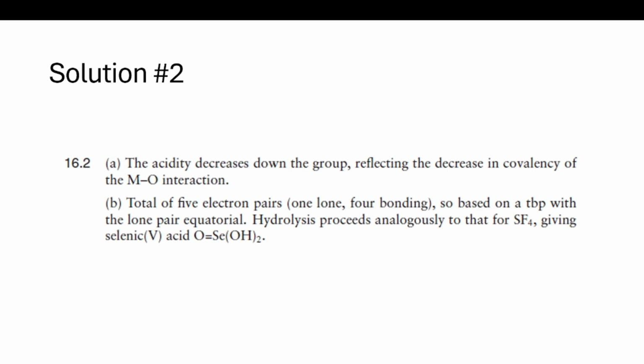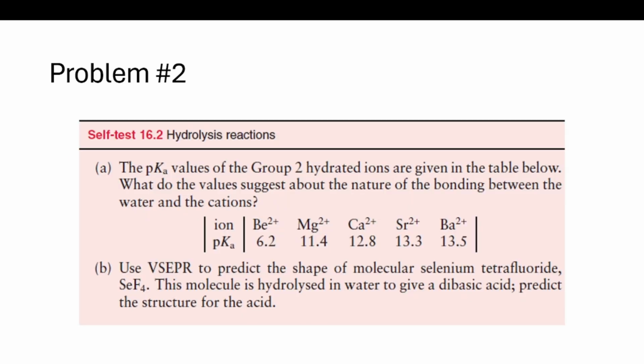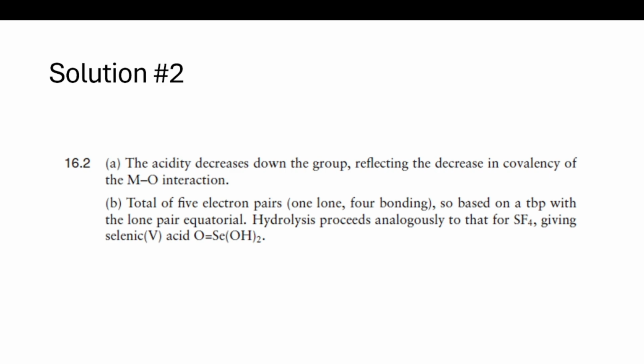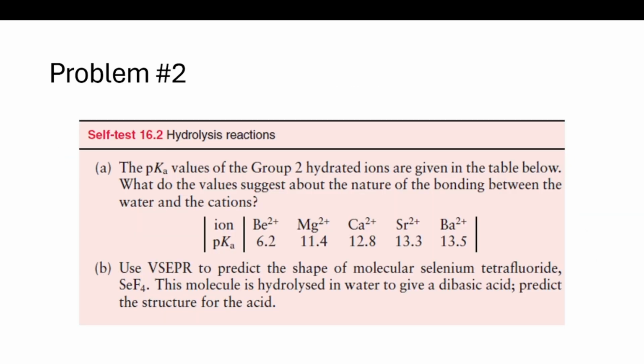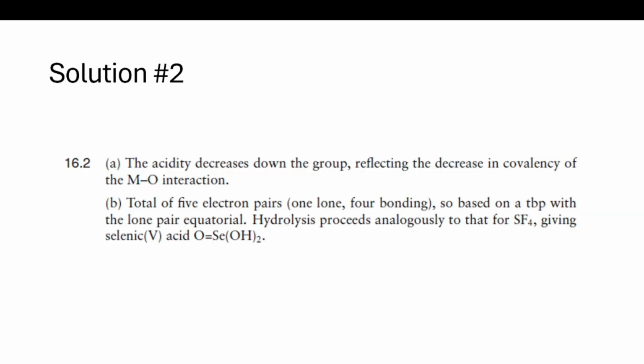And going on to the solution, we can see that as pKa gets higher, acidity will of course decrease. And because of that, the interaction between the metal ion and the oxygen in water will become weaker. And as for SeF4, we're going to have one lone pair and four bonding pairs, which will get us a sawhorse structure. Now, hydrolysis can actually be compared to SF4, which gives selenic acid.